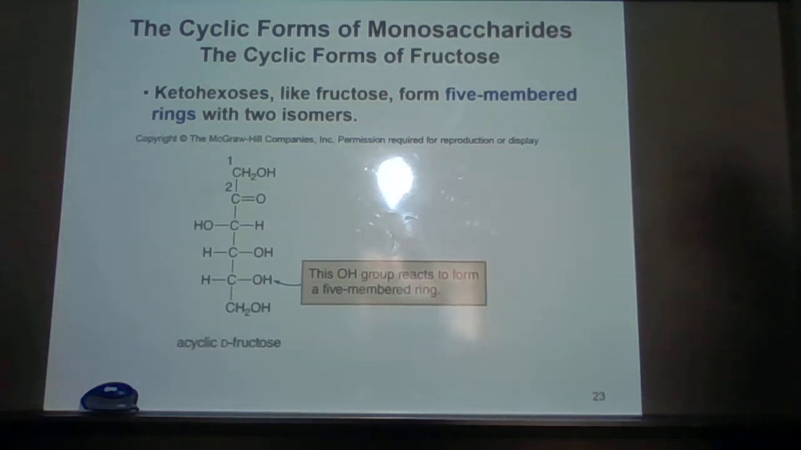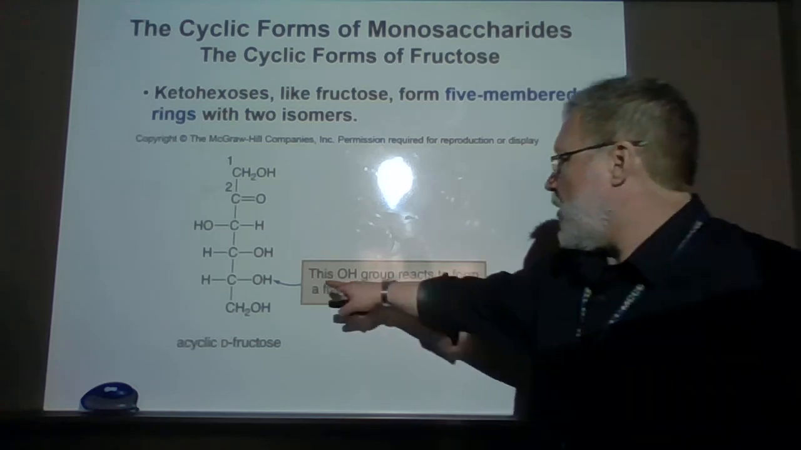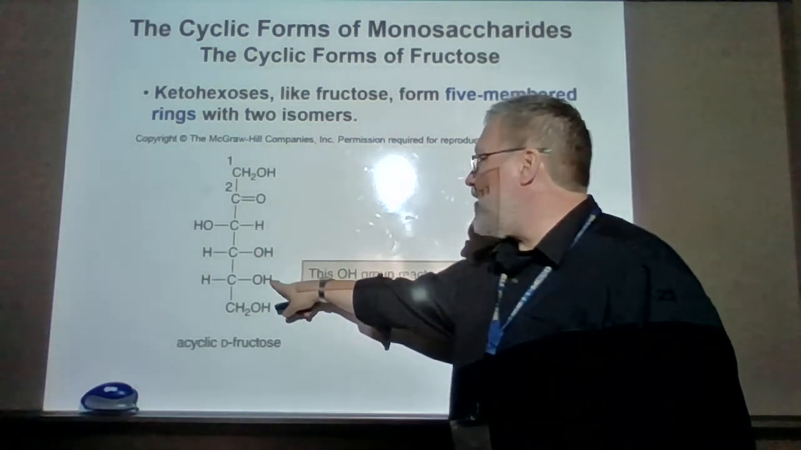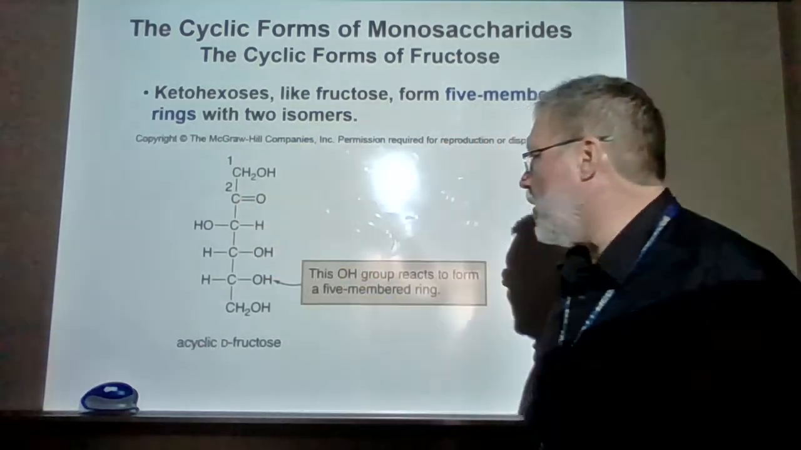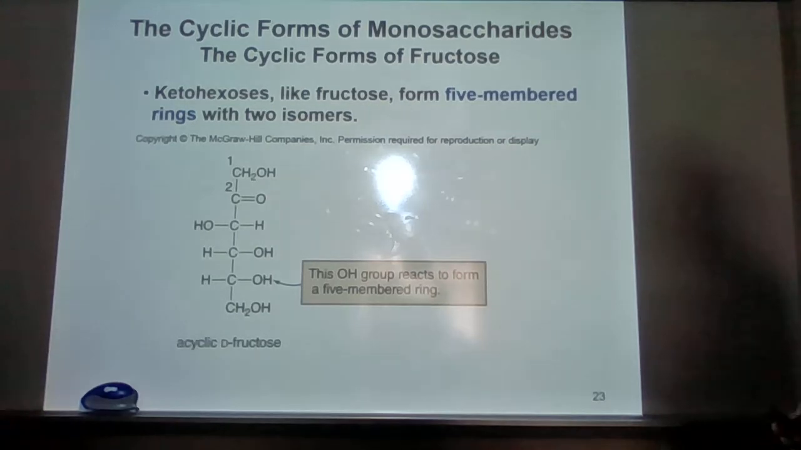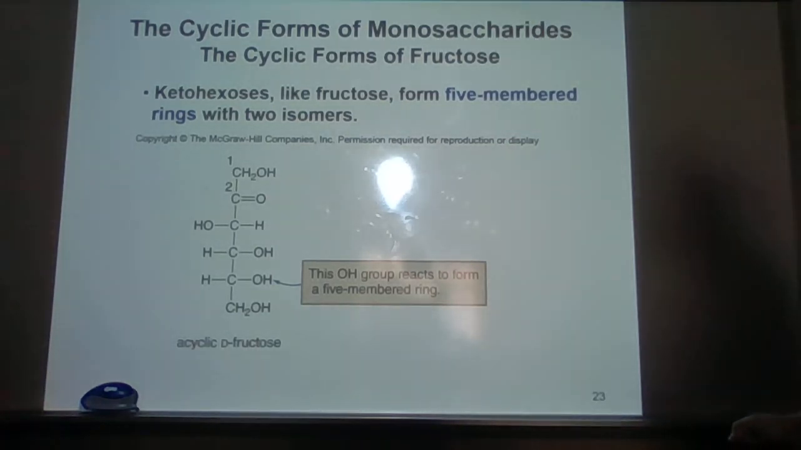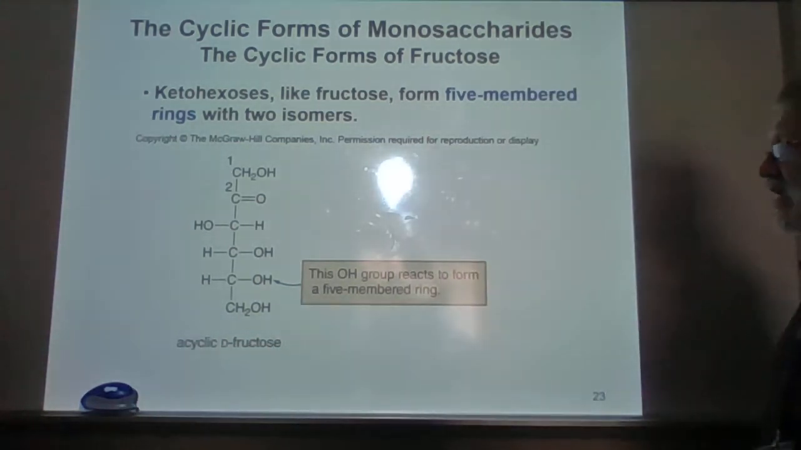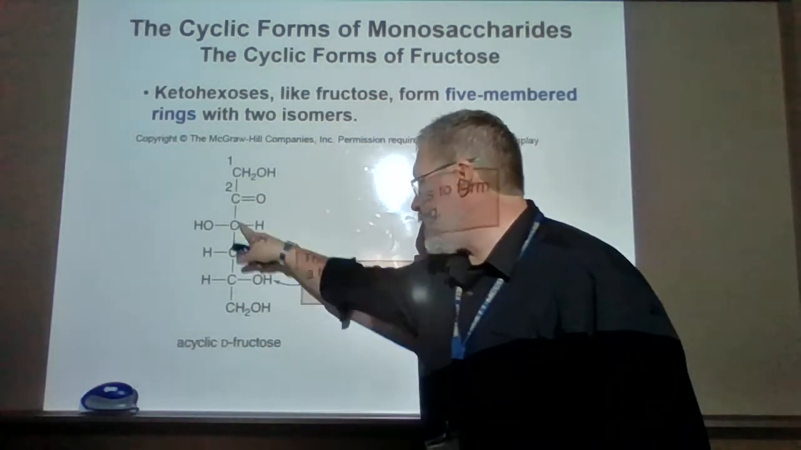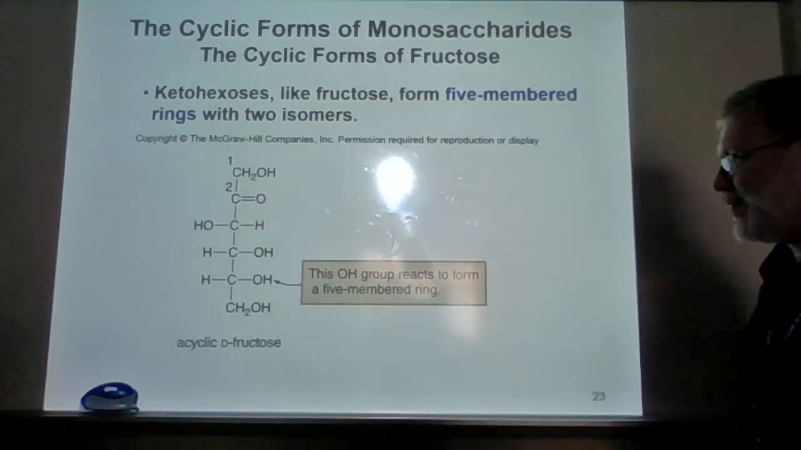Other ways that these open chain systems cyclize. Ketohexoses, like fructose, form 5-membered rings with two potential isomers. Again, the OH group at C5 cyclizes and forms a bond with the C double bond O. Here we have the non-cyclic D-fructose isomer. D, the OH here is to the right of our carbon vertical chain. That makes it the D form.